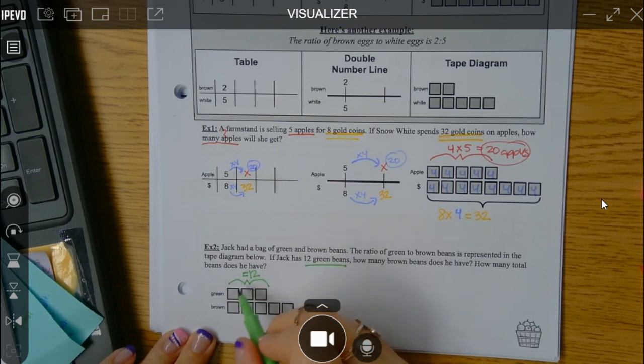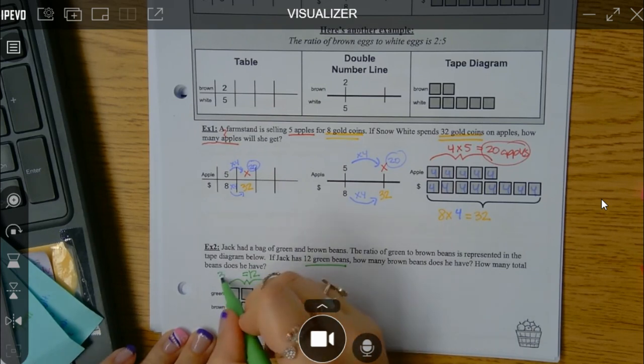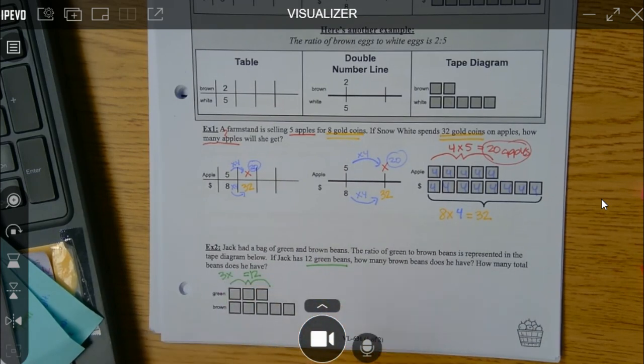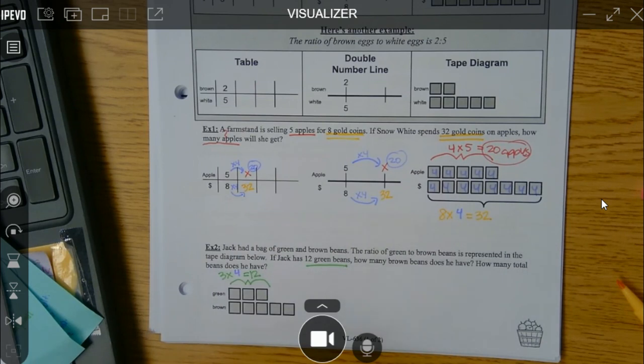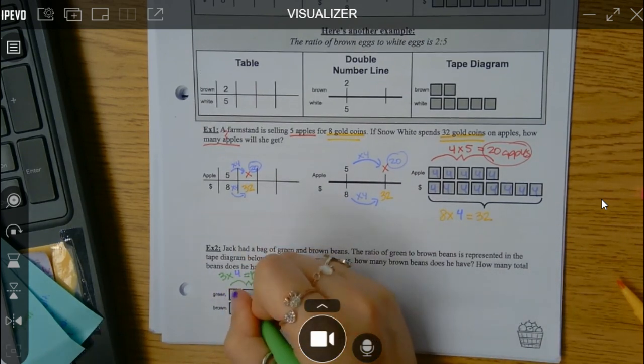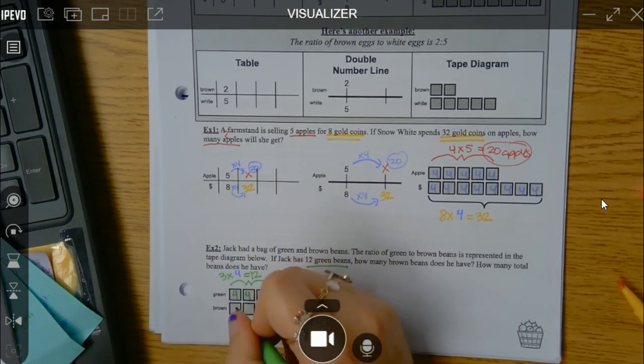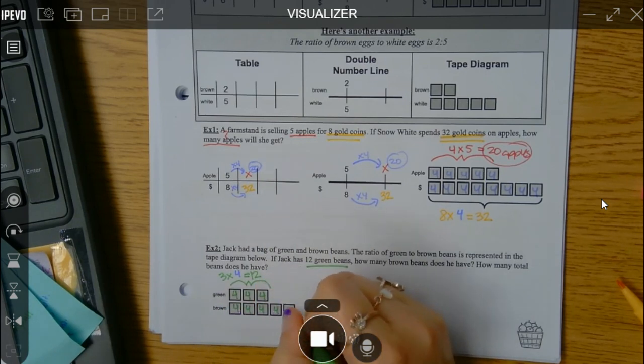Well, how many boxes are there? There's 3. So 3 times what is going to give me that number of 12? Yeah, you're right, a 4. So then let's put 4 in each of these boxes. And you're like, is it always a 4? No, just so happened. Okay, then that means that these are each worth 4.